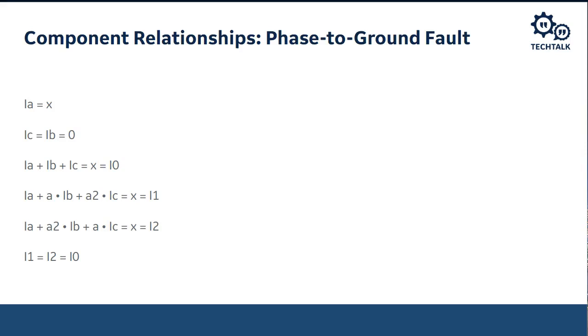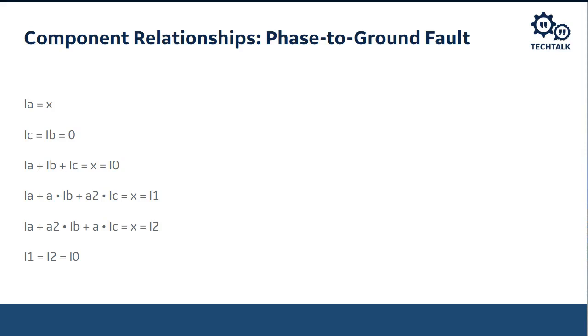If I want to calculate I1, the next equation down is I1, the positive sequence current. IA is X, IB is zero, so it doesn't matter what we shift it, it's still going to be zero. And IC is also zero, so it doesn't matter how we shift it, it's still zero. So I1 is equal to X. Same thing on the negative sequence quantities: I2 is going to be equal to X. So what we just derived is that I1 equals I2 equals I0. All three quantities are the same.